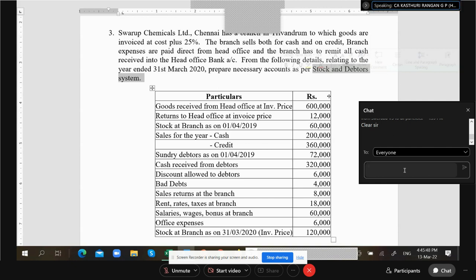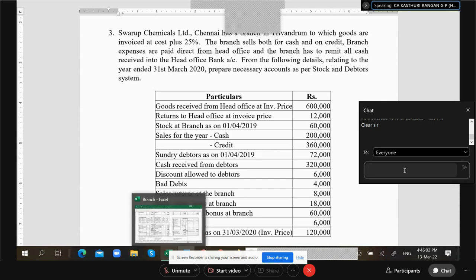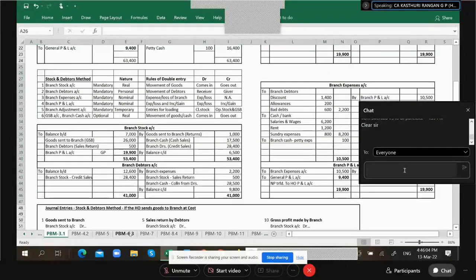So, we have ample time to complete this problem. 8 marks problem. We should finish it off in 15 minutes or so. See whether we are able to do it today. Okay, let's see. Problem number 3.